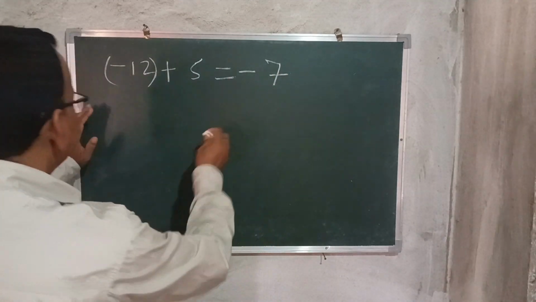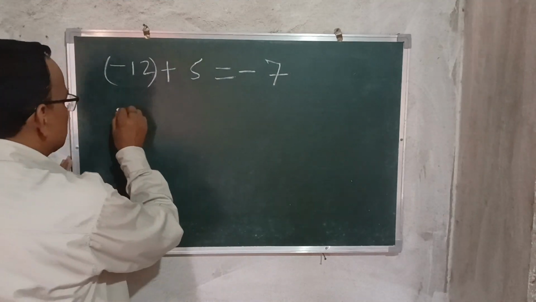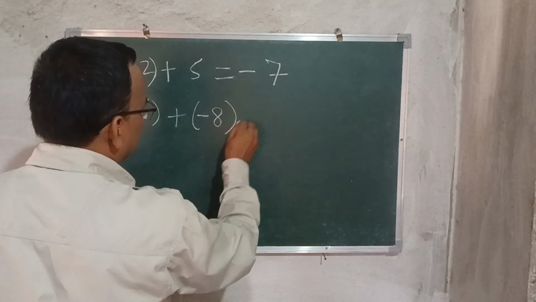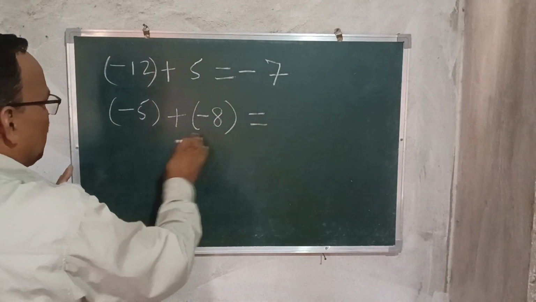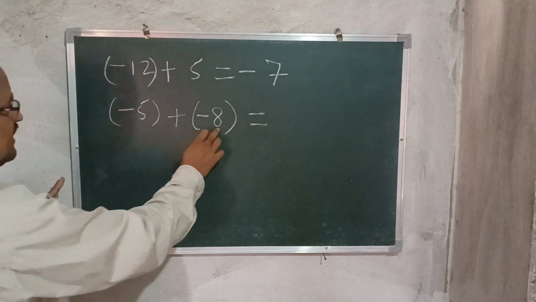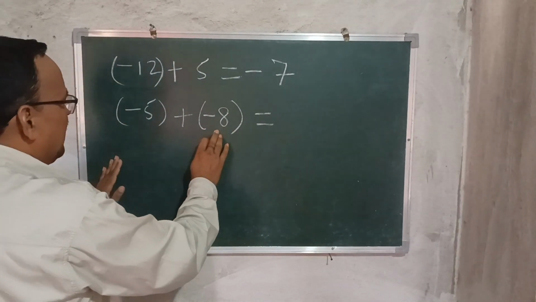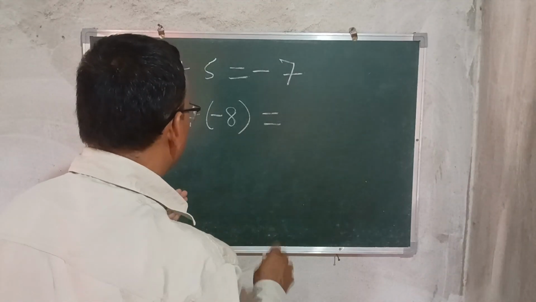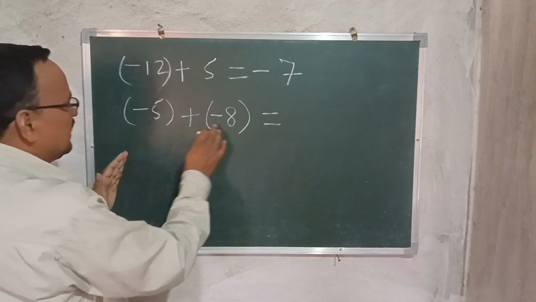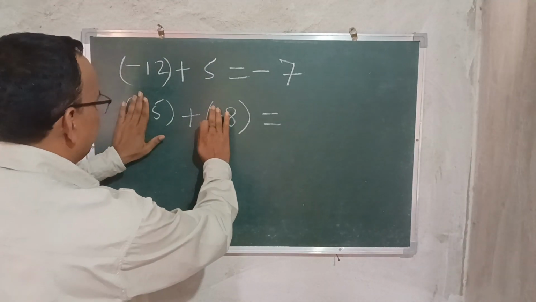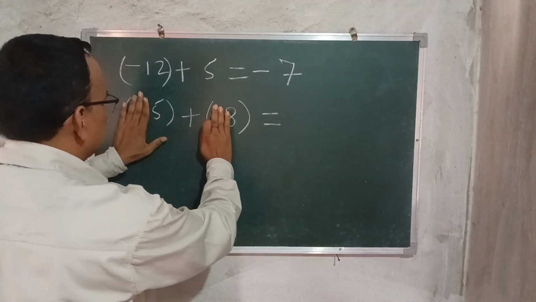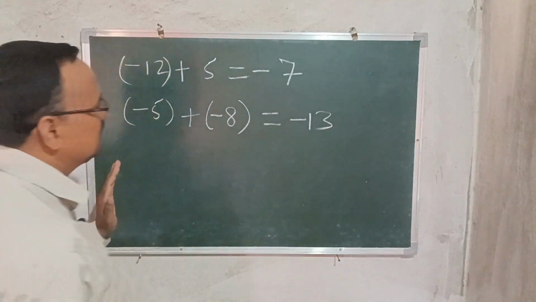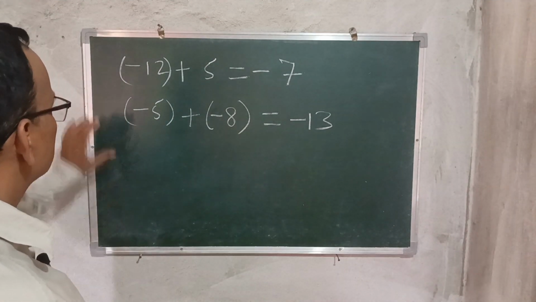And in the case of like signs, suppose minus 5 plus minus 8, they are of like sign. This is negative and this is also negative. Both are negative. Then according to the rules of addition of integers, their sum keeps the sign. 5 plus 8 is equal to 13, and their sign is negative, that is minus 13. So these are the rules.